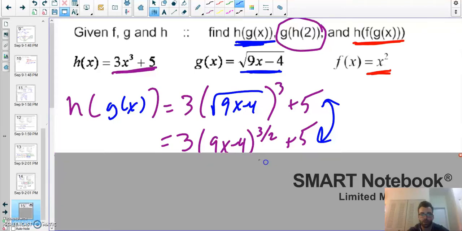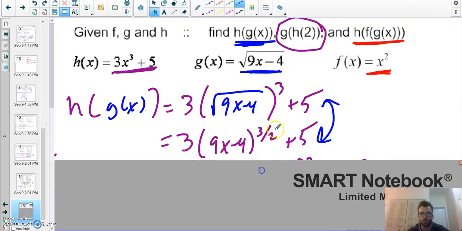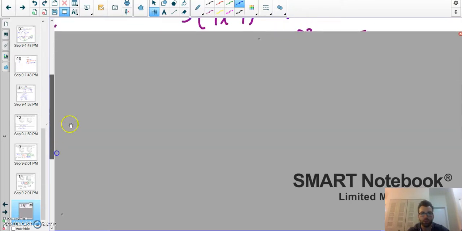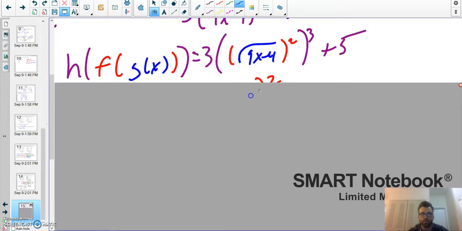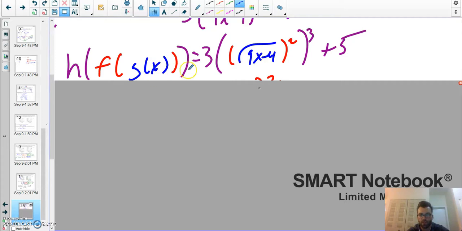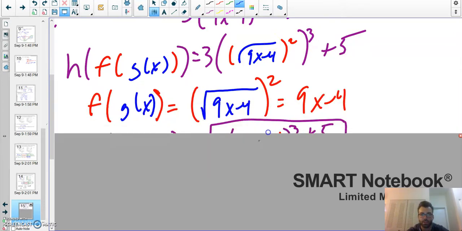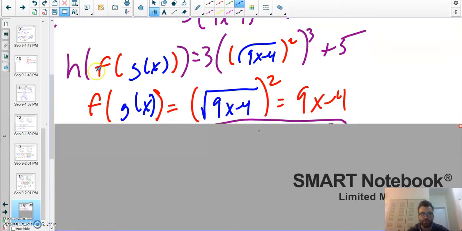Now we're going to do h of f of g of x. I'm going to show you something similar to this, a little more complicated, then I'll break it down for you. This might be confusing. h of f of g of x means I have g plugged into f, plugged into h. Let's break that down because that's a lot. I start from the inside and work my way out, f of g of x.